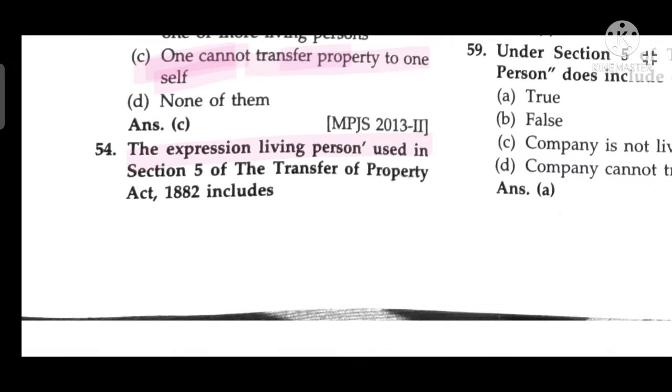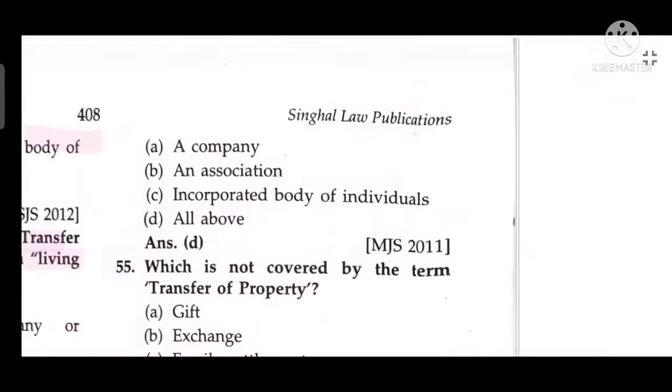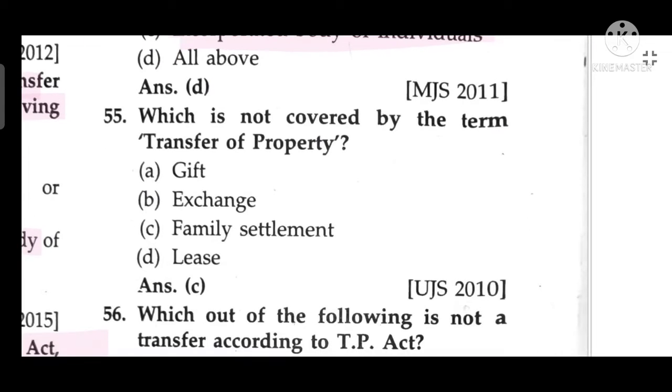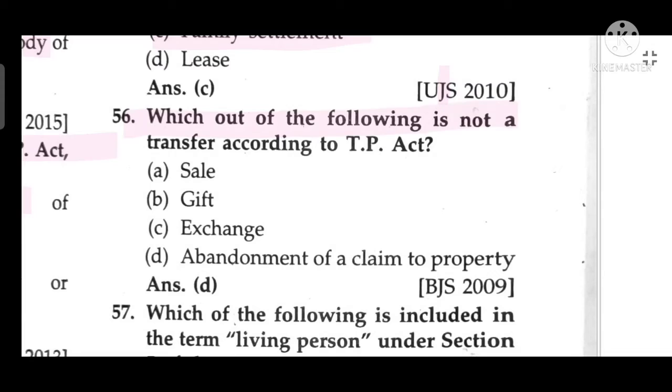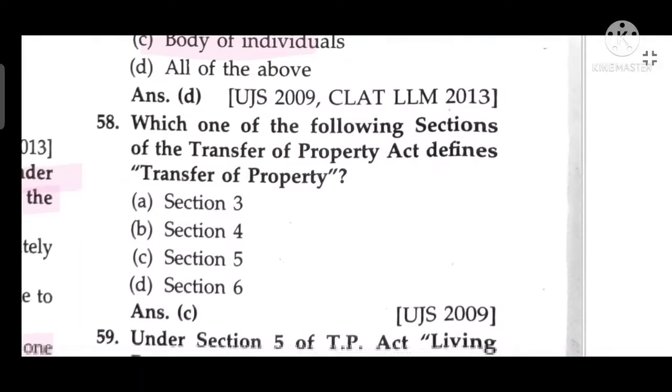The expression living person used in Section 5 of the Transfer of Property Act includes a company, association, incorporated body, or individual. Which is not covered by the term transfer of property under the Act? Family settlement. Which one of the following is not a transfer of property? Abandonment of a claim of property. Which one of the following is not in the term of living person under Section 5 of the TP Act? Company, association, body of individuals.